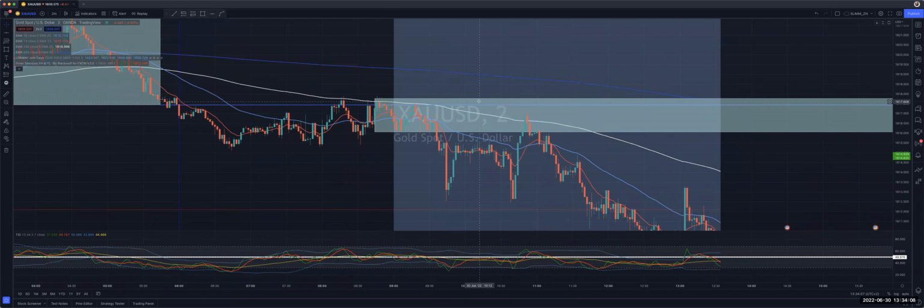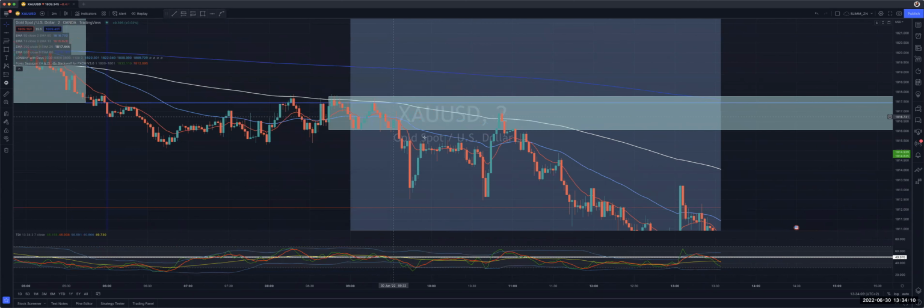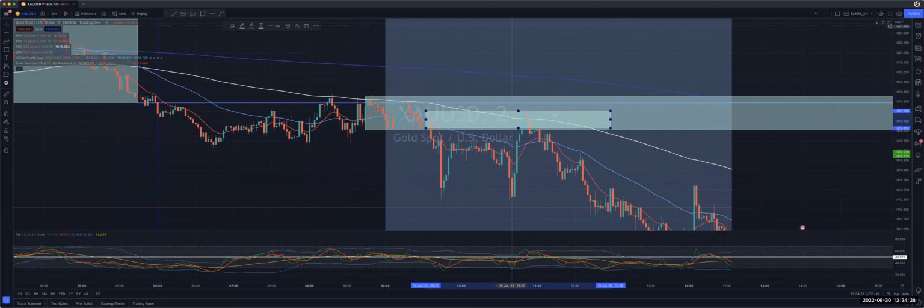Okay, so on the 2 minute time frame, after drawing our order block, you see price dropped. This was the first drop. So this is our point of interest. So that's an order block within an order block.